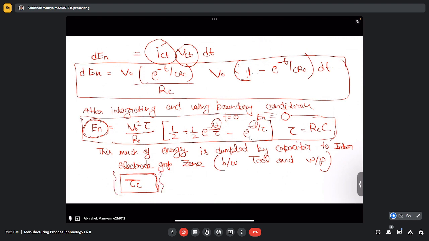So we need to find out the average power. Average power is nothing but the total amount of energy divided by the total time Tc. Tc is the total time after which we again give the same amount of energy. So this is the time duration for supplying the energy En. So this is the average power.